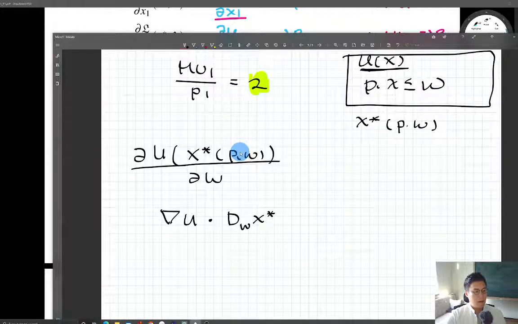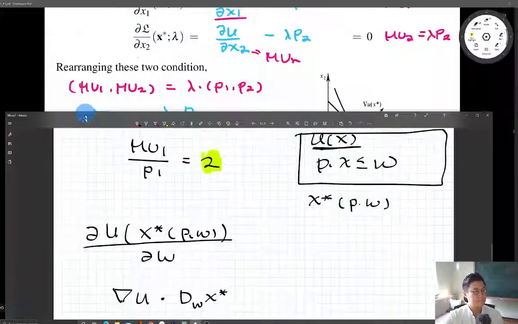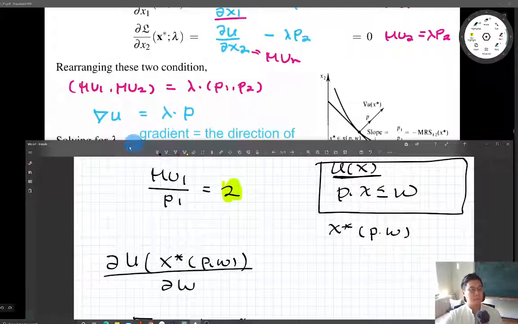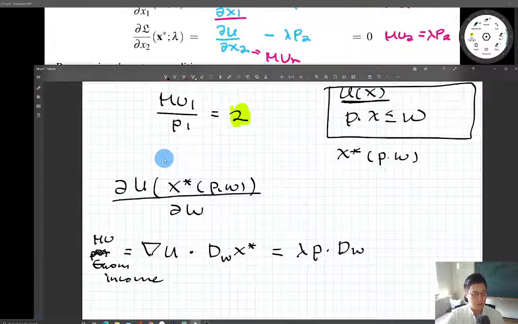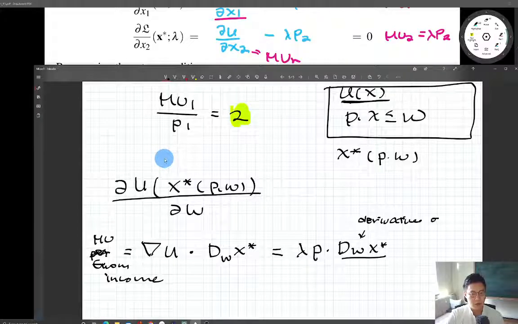All right, and then we know that if x star is a Walrasian demand, then the gradient of u is equal to lambda times p. So this marginal utility per income, this is the marginal utility from income. This is lambda p dot dx star over dw, the partial derivative of x star with respect to w.